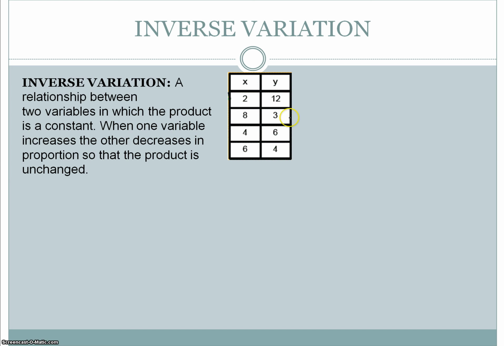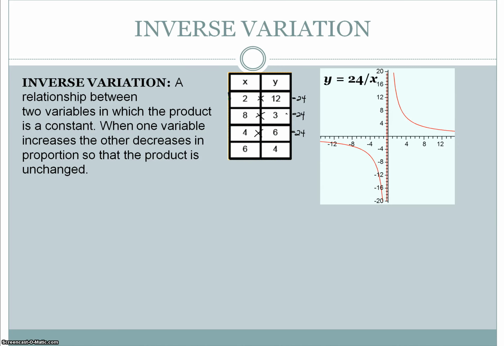So let's look at these for just a minute. Here's 2 times 12 is 24. 8 times 3, 24. 4 times 6, 24, and so on. And you can see that because the product has to stay the same, as the x values get bigger, the y values have to get smaller. If you graph one of these, it becomes a rational function, and we've spent a lot of time in this chapter looking at rational functions.